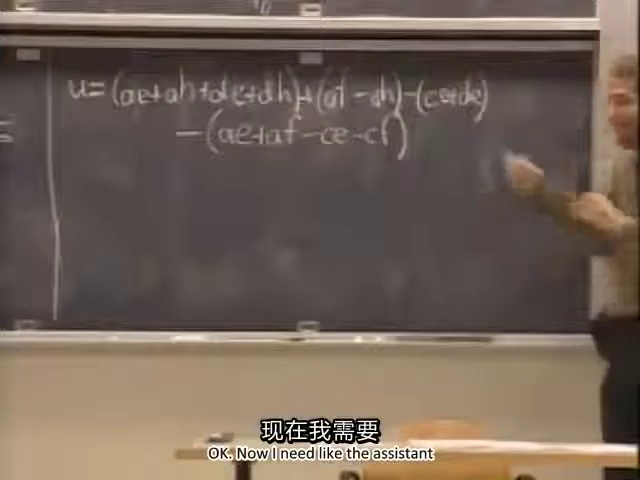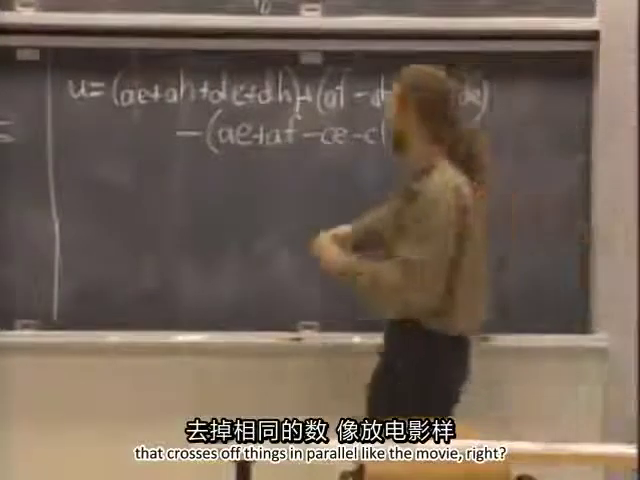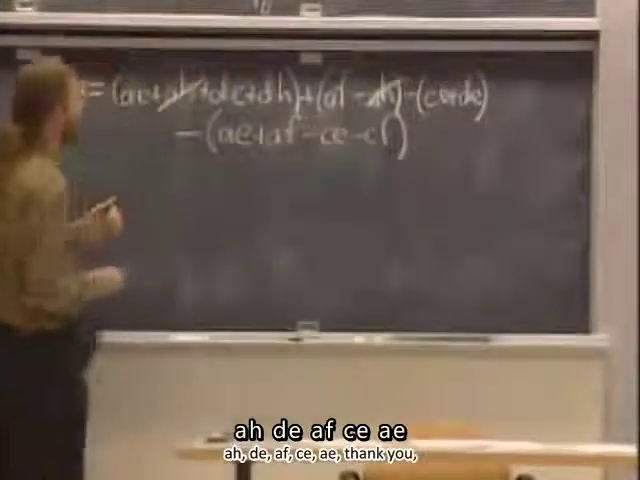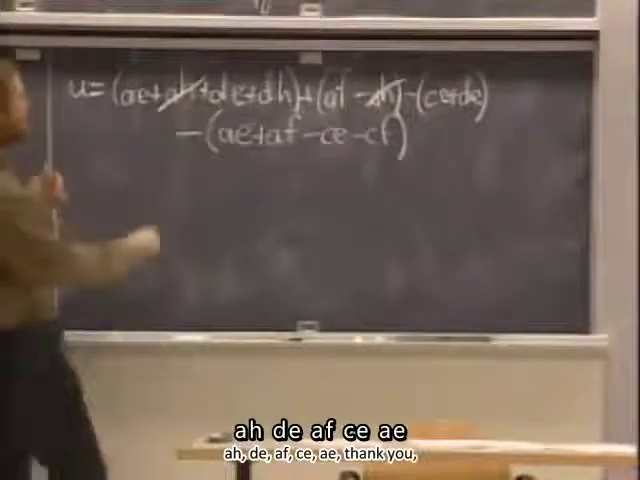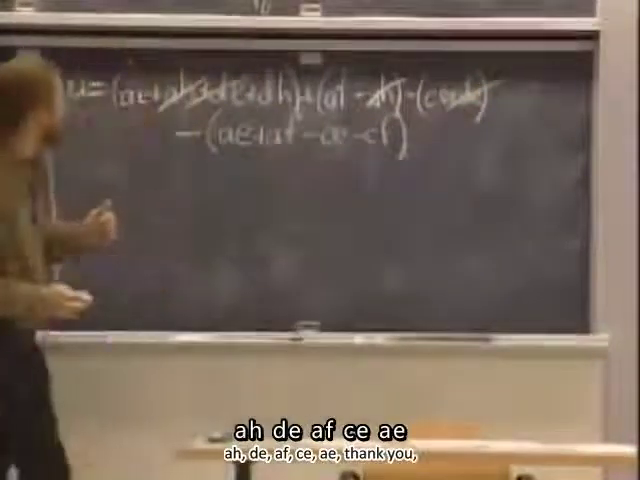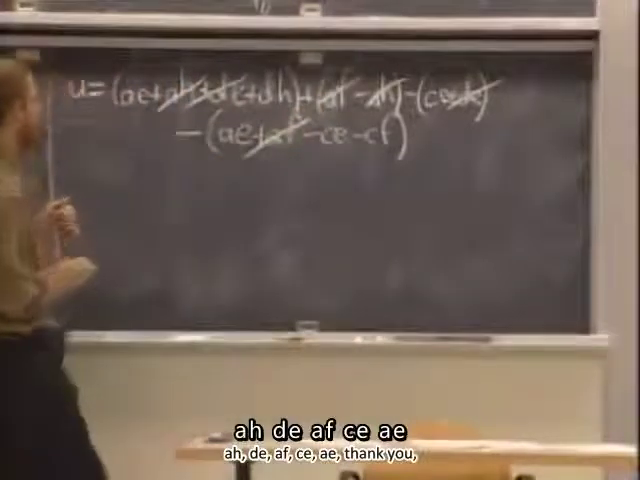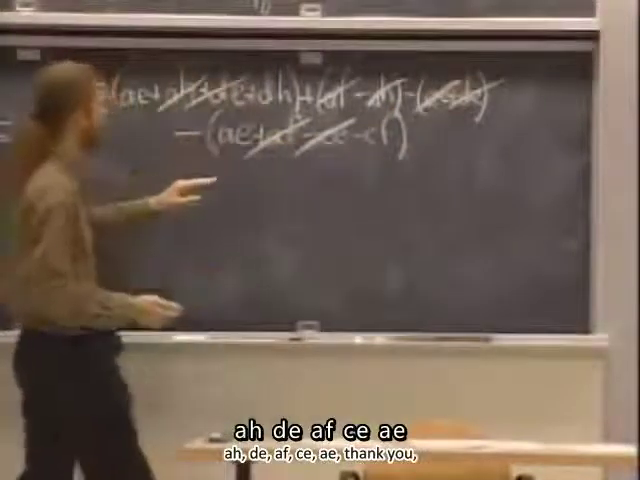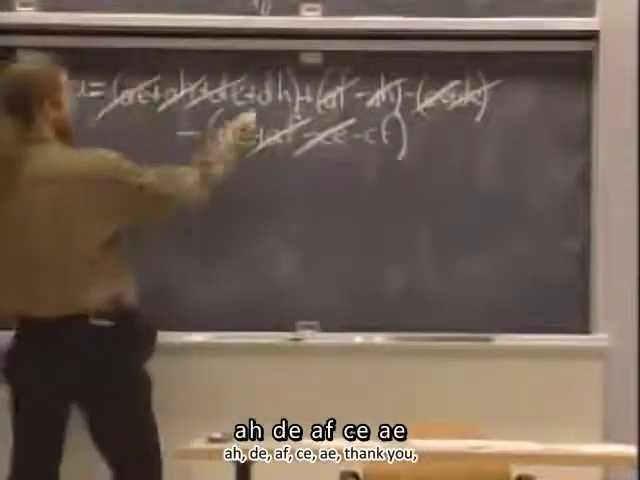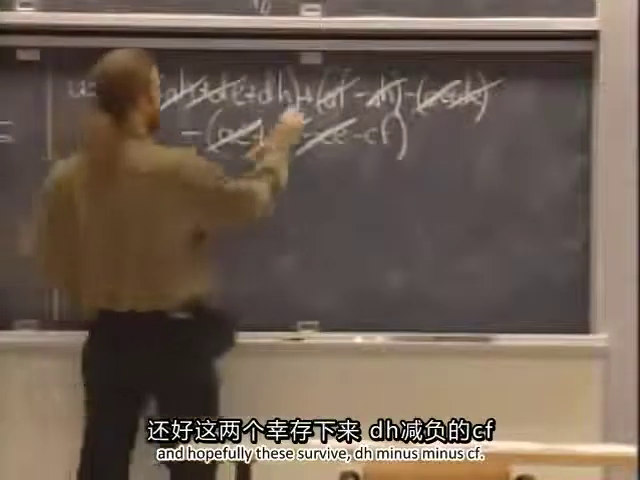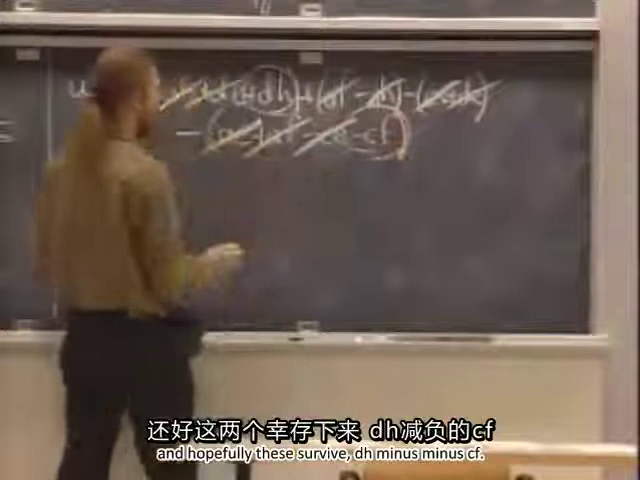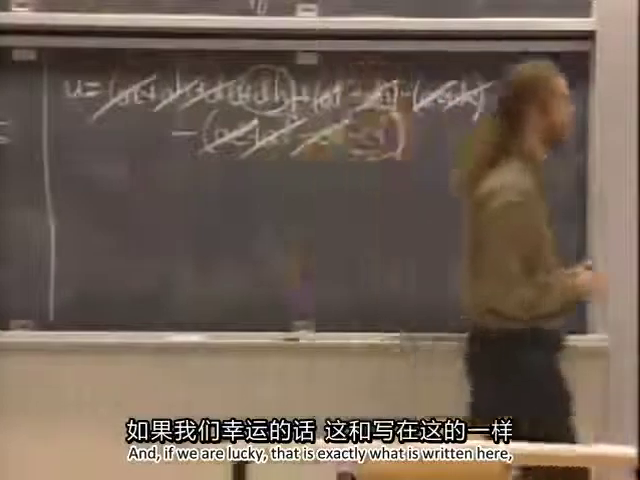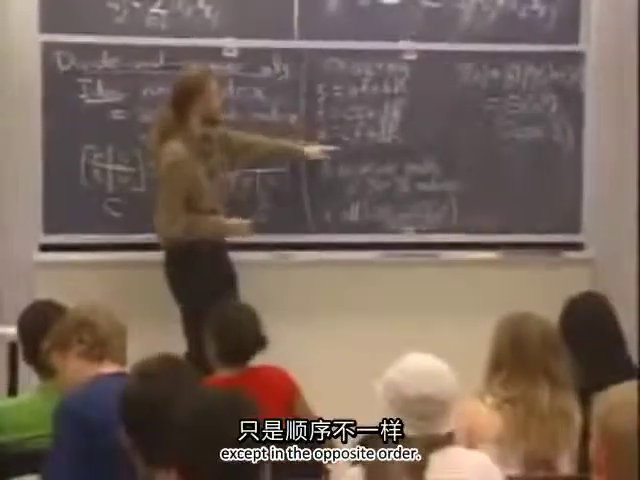Okay, and now I need like the assistant that crosses off things in parallel like the movie, right? A times H. D times E. A times F. C times E. Double sign. A times E, thank you. And well, hopefully these survive. D times H minus minus C times F. And if we're lucky, that's exactly what's written here, except in the opposite order.